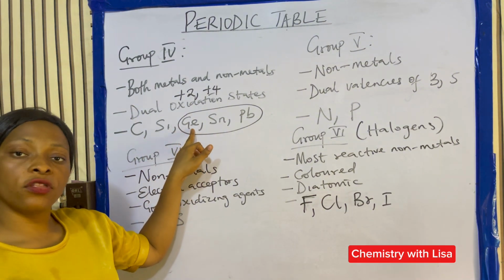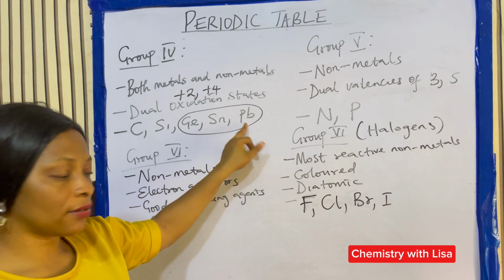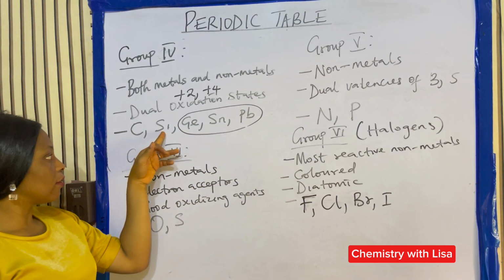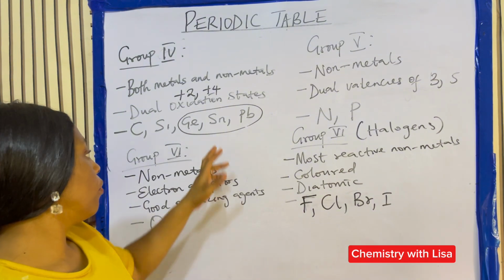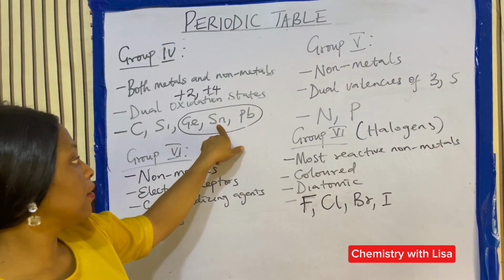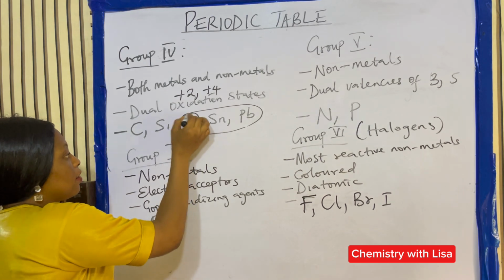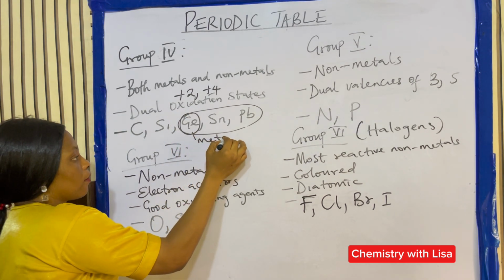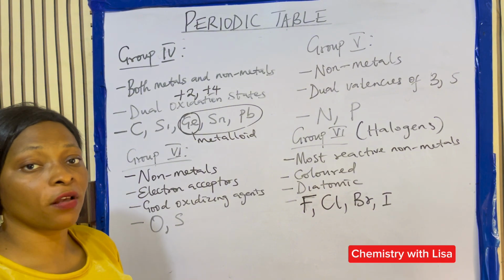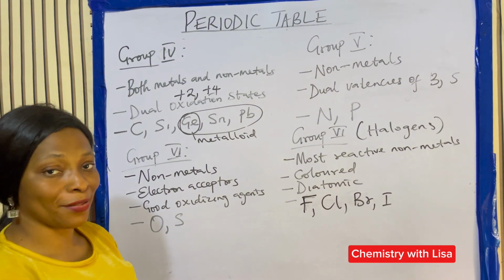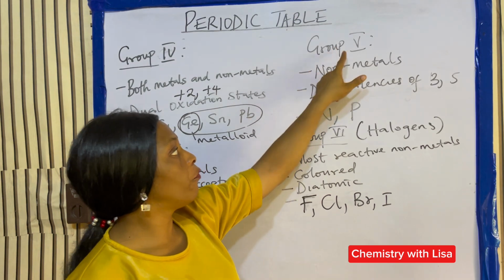Silicon, you have your germanium, you have your tin, and you have your lead. So, silicon and carbon, they are what? Non-metals. But tin and lead are metals. And this one is a metalloid. So that's why I said that group 4 is a wonderfully made group.